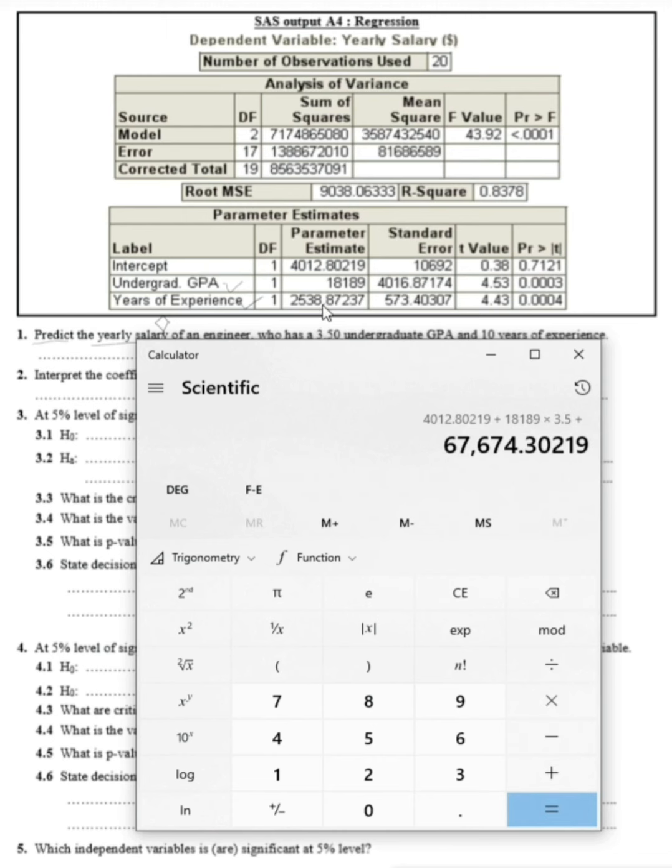plus B2, 2538.87237, times your experience x2, 10 years. All correct, right? A plus B1 x1 plus B2 x2 is equal to, so, the yearly salary in dollars, $93,063.